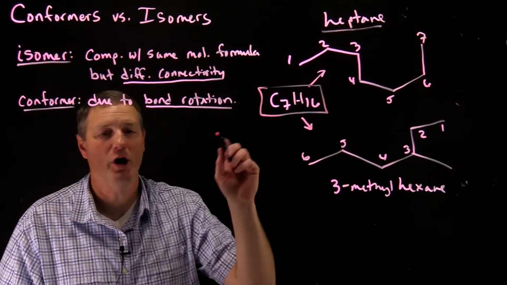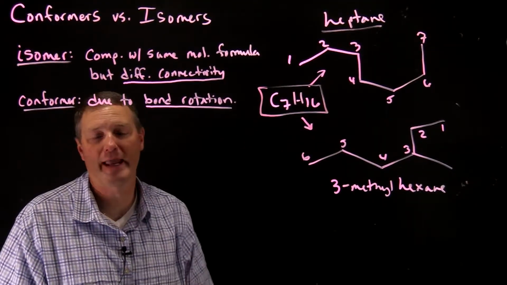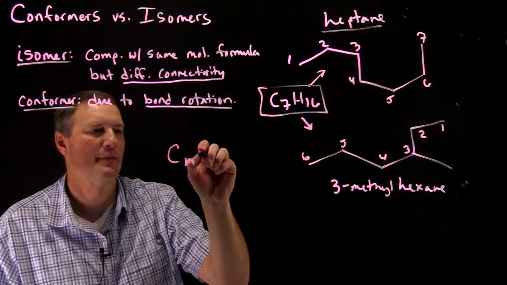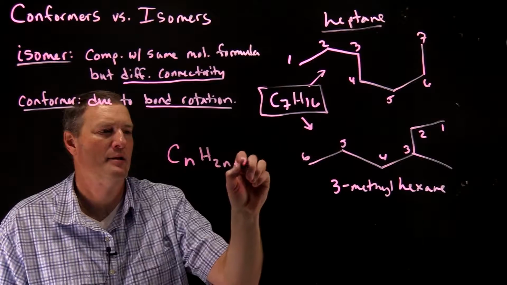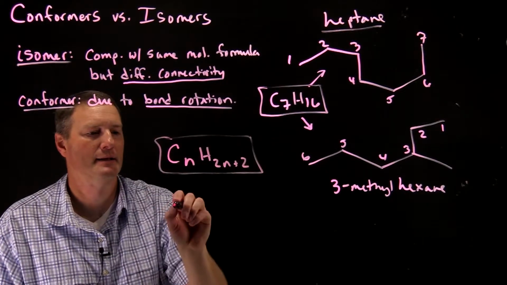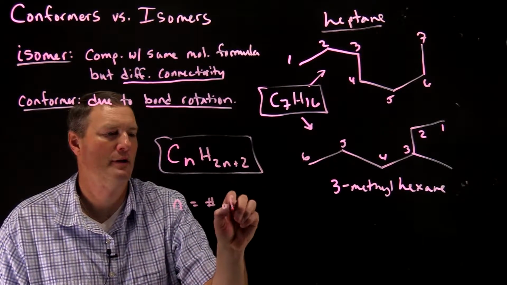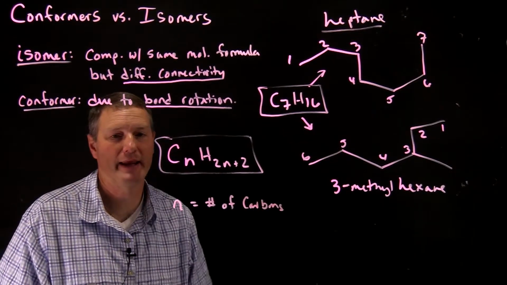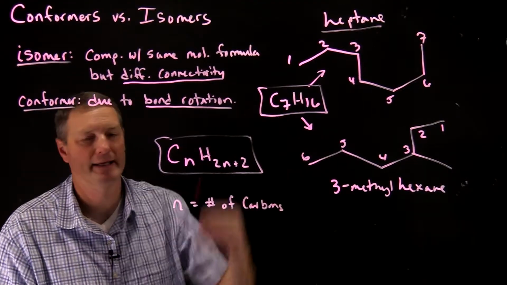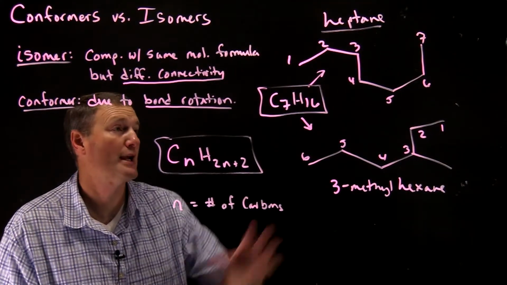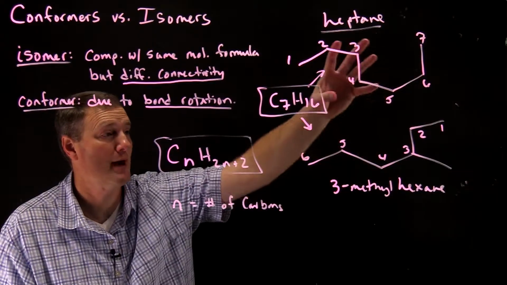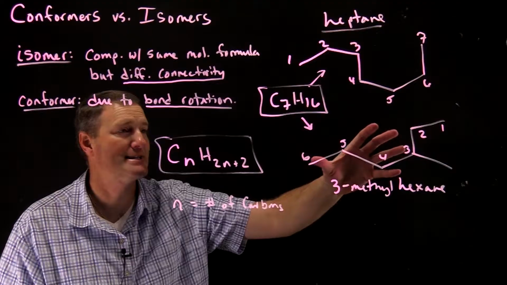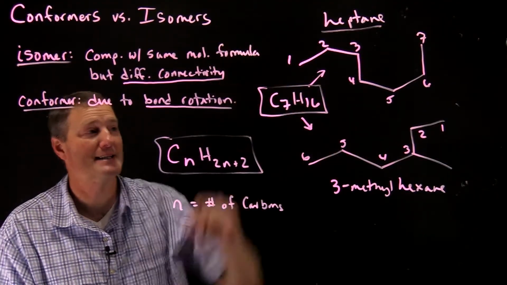C7H16. Recall that the alkanes always adhere to this general formula, C to the N, H to the 2N plus 2, where N equals the number of carbons. So if you have any regular alkane like that, you can always apply this and quickly get to the molecular formula. Because these are in fact different molecules, with different IUPAC names and different connectivity of the carbons, these would be identified as isomers.